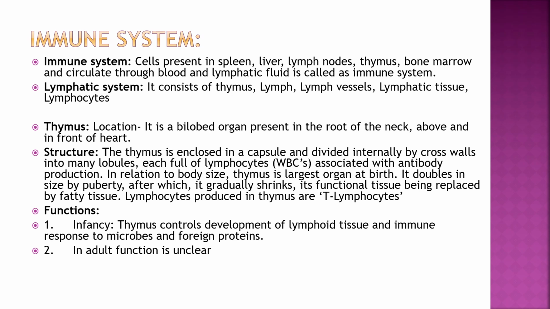Thymus location: it is a bilobed organ present in the root of the neck, above and in front of the heart. Structure: the thymus is enclosed in a capsule and divided internally by cross walls into many lobules, each full of lymphocytes (WBCs) associated with antibody production. In relation to body size, the thymus is the largest organ at birth. It doubles in size by puberty, after which it gradually shrinks, its functional tissue being replaced by fatty tissue.